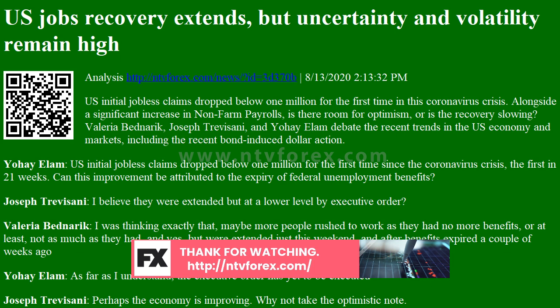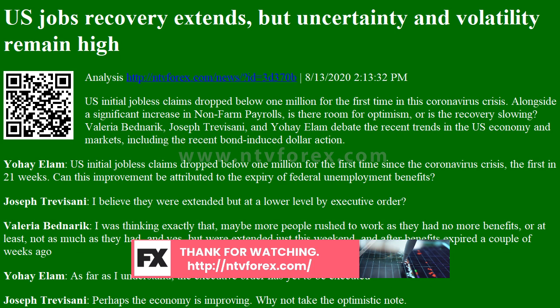Joseph Trevisani: Quite a rise in the 10-year. Valeria Bednarik: Sales could have doubled forecast but are still below pre-pandemic levels. That's the mark that should turn non-events into events. Joseph Trevisani: Yes, but I think there is cause for optimism on the sales in July. No, here, I disagree. Pre-pandemic comparisons are for economists, not markets. Yohai Elam: Why? Joseph Trevisani: I think markets care where we are going and how fast, not where we were in January. Markets price the future, not the past.